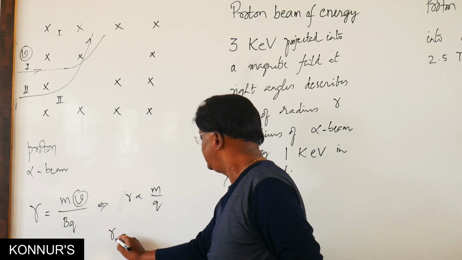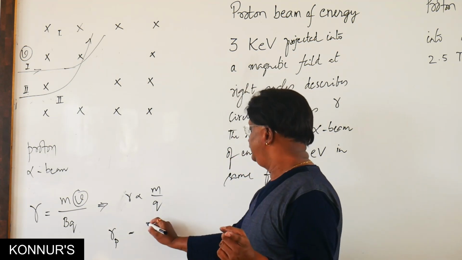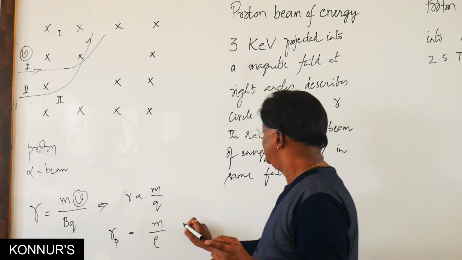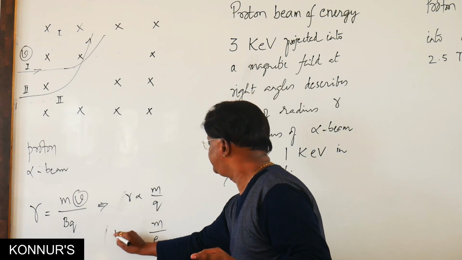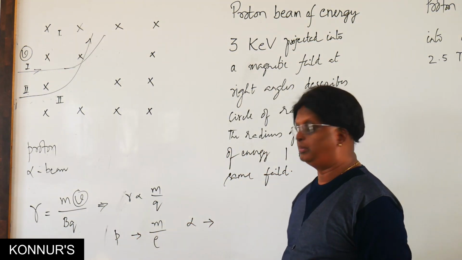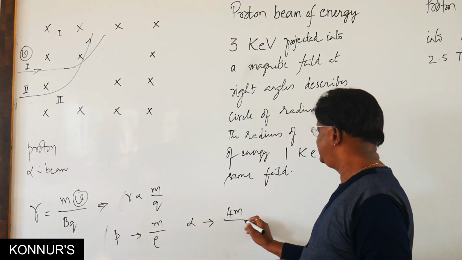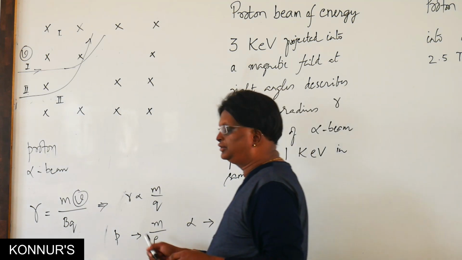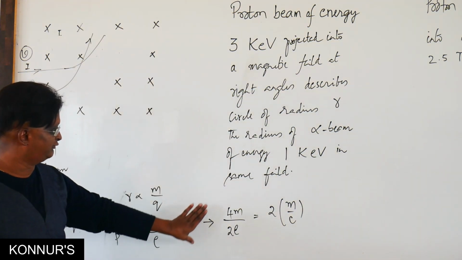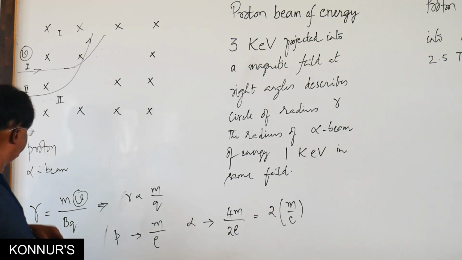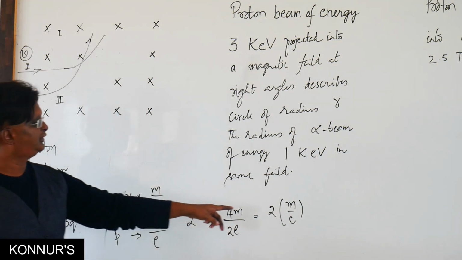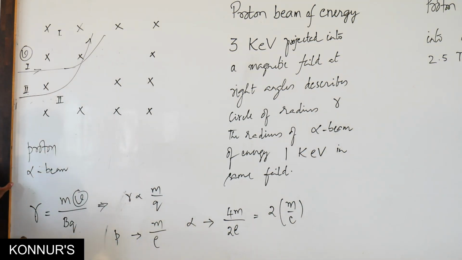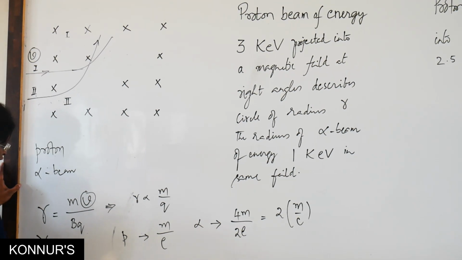Now, for the proton, if we consider the mass of the proton as m and charge as e, then for the alpha particle, mass is 4 times that of the proton and charge is 2 times. So this gives 2 times m by e. If m by q for the proton is taken as 1 unit, this is coming as 2 units. So what does it mean? Radius is more for the alpha particle, and radius is lesser for the proton. So this example shows that R alpha is greater than R proton.